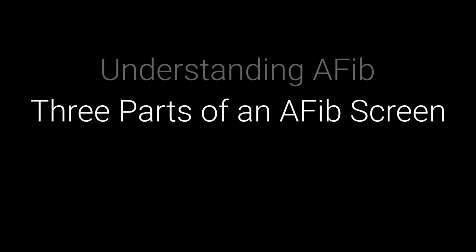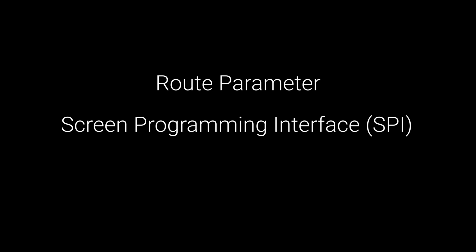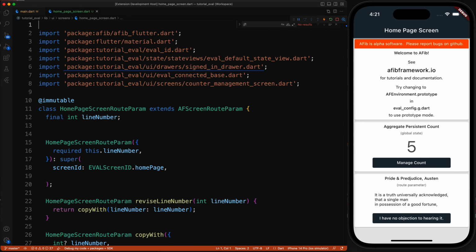Each AFib UI element, screens, dialogues, drawers, bottom sheets, and widgets, consists of 3 classes working together. A root parameter, which tracks transient information that lives as long as the UI element does, a screen programming interface, or SPI, which exposes data and event handlers used by the UI code to render the UI, and the UI code itself. Let's open up the homepage screen and review each of these elements.